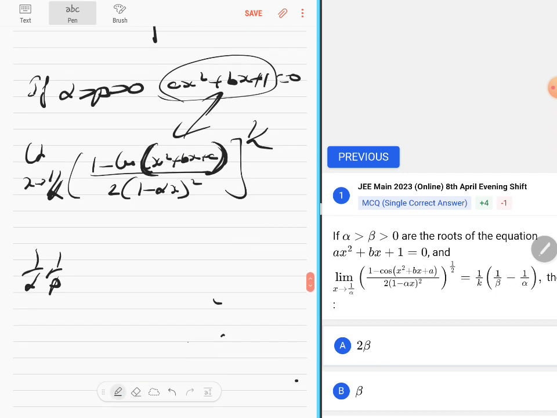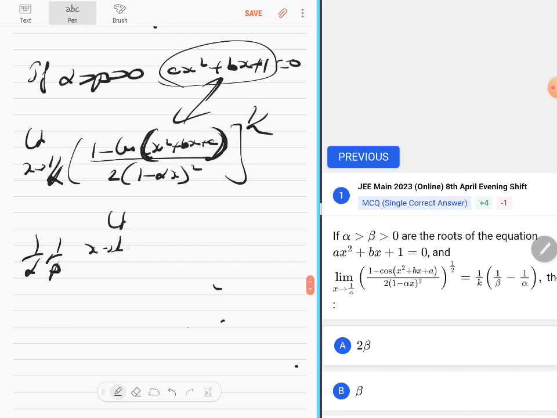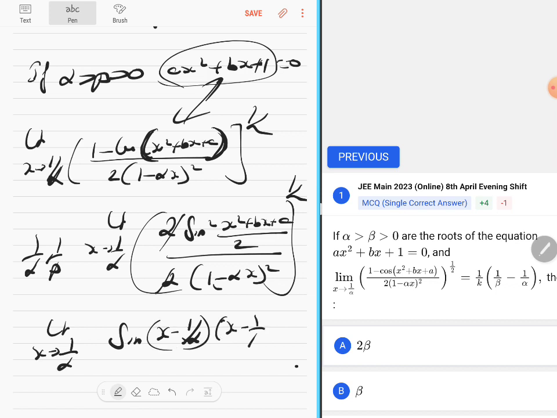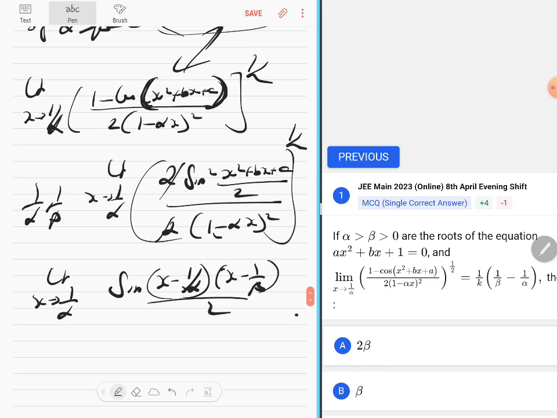So let's continue the sum. Limit of x tends to 1 by alpha of 1 minus cos, which is 2 sine square of x square plus bx plus a by 2, divided by 2 into 1 minus alpha x the whole square, whole to the power 1 by 2. Now 2 and 2 get cancelled, root and square get cancelled. So limit x tends to 1 by alpha, you get sine of x square plus bx plus a, and you can write it with the roots as x minus 1 by alpha into x minus 1 by beta by 2, and the root and square has got cancelled.